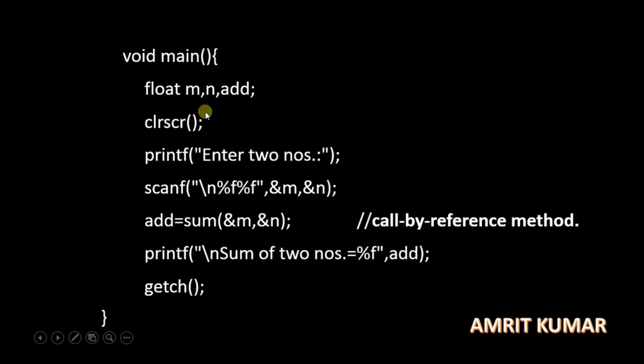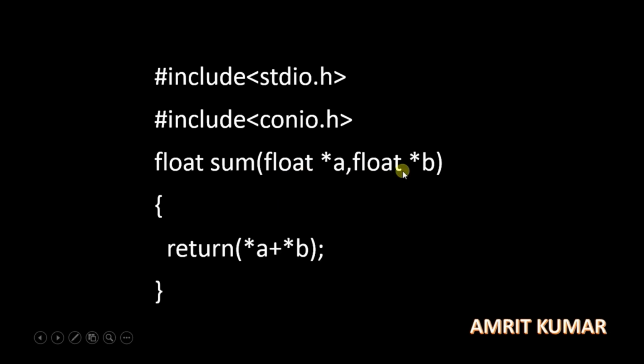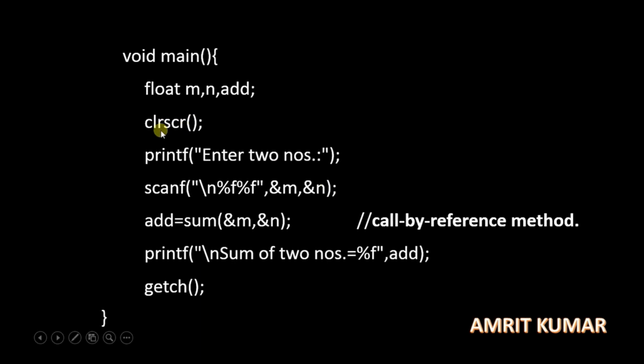Therefore we have to use float data type, because we are passing the address to this function. Okay, and when you know the address, you can access everything. You can access the value of that variable because you know the address. Then after that I am using the clrscr function whose work is to clear the screen.